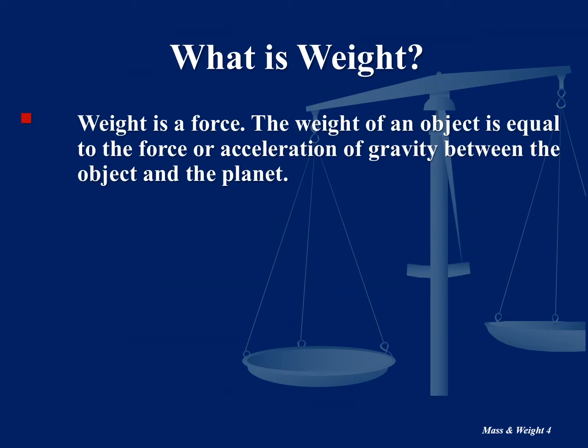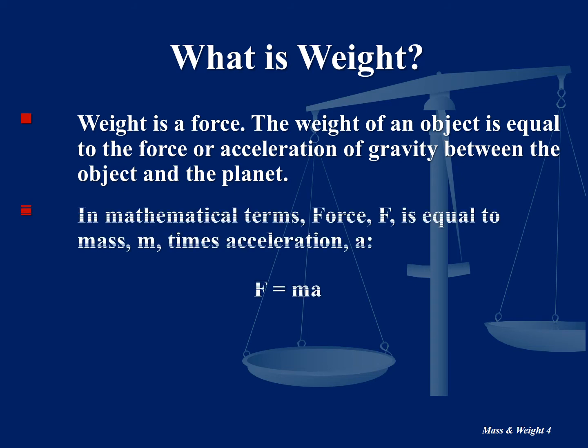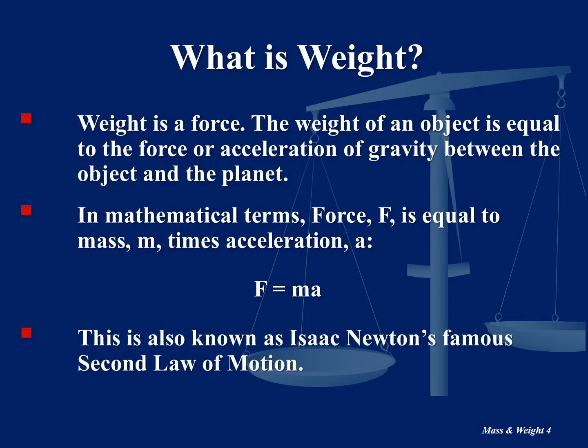Weight is different than mass. Weight is a force. The weight of an object is equal to the force of gravity between the object and the planet. The force of gravity is an acceleration because the speed of a falling object increases each and every second that it falls toward the surface of a planet. In mathematical terms, force, F, is equal to mass, m, times acceleration, a. Thus, the equation is F equals m times a. This equation was first formulated by Isaac Newton, and is known as his famous second law of motion.